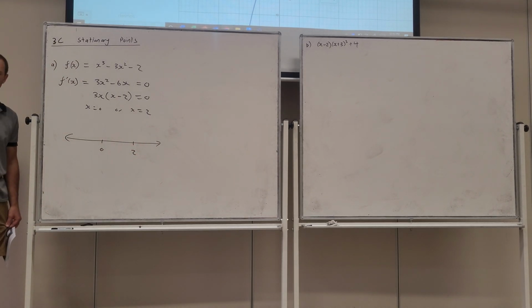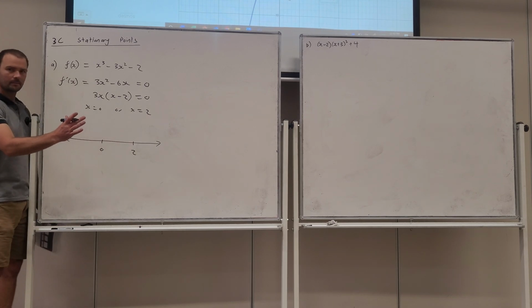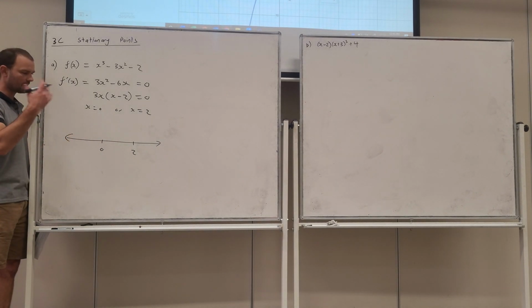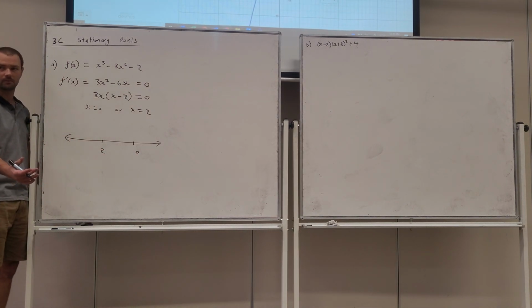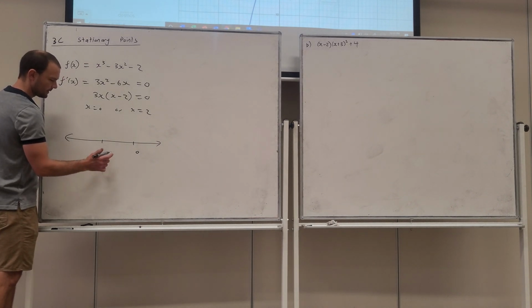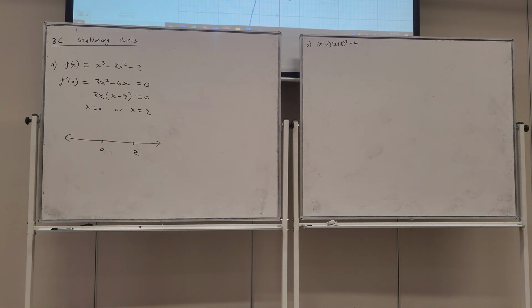Now I think I've said to you guys, scale doesn't matter, but what does matter is that you get the numbers around the right way. So for instance, you wouldn't write 2 and then 0, because you've written them in the wrong order. 0 is before 2. Okay, 0 and 2.